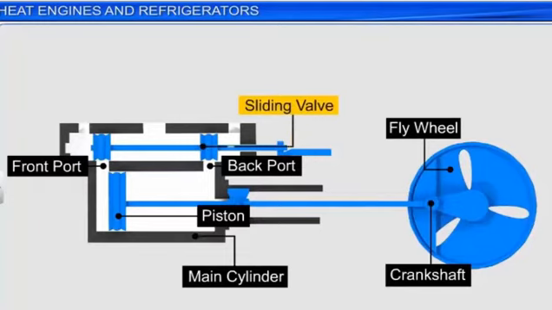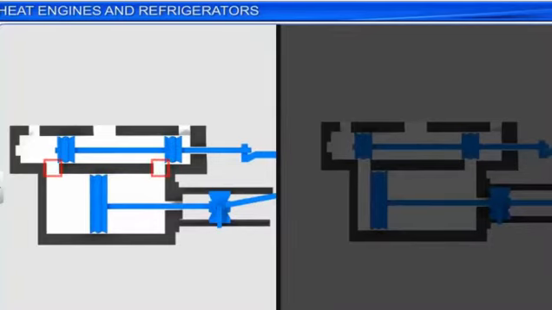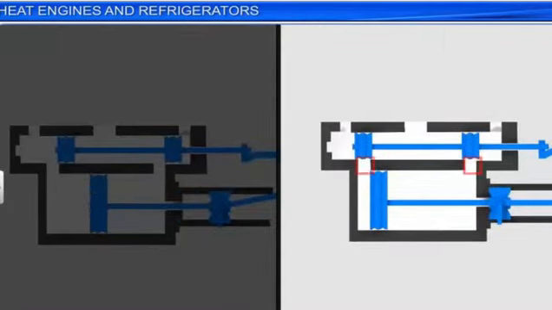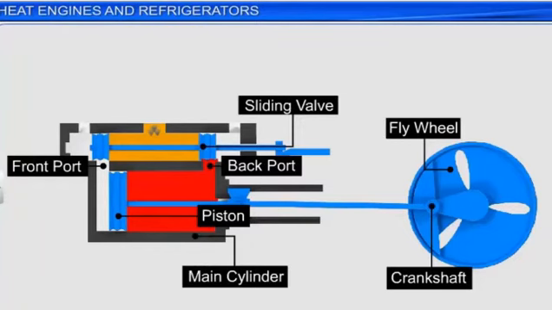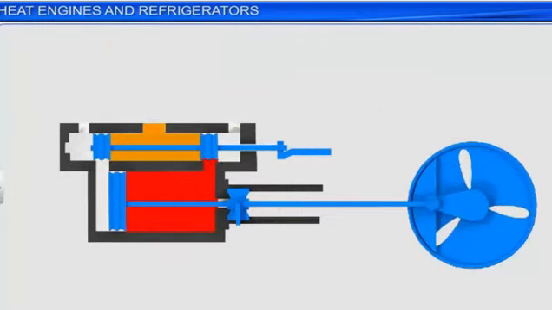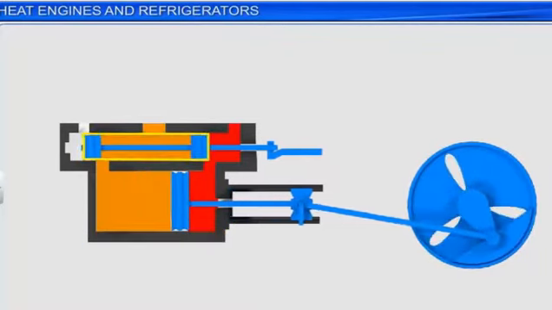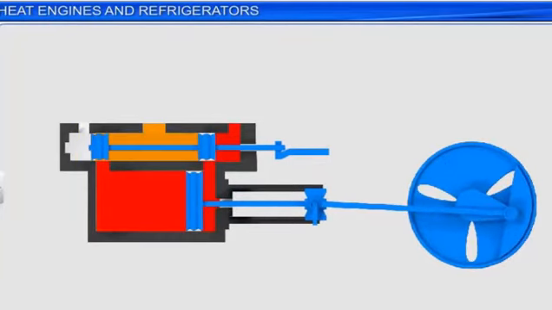The sliding valve is positioned in such a way that at any given time, both the ports are either in the open state or in the closed state. At the top of the chamber, there is a steam inlet and a steam outlet through which steam is allowed to enter or leave the cylinder respectively. The flow of steam into the main cylinder is controlled by the movement of the valve. Now, let us study the working of the steam engine.